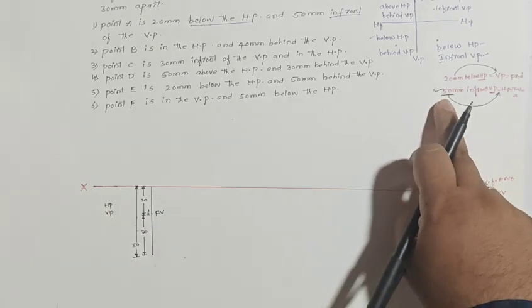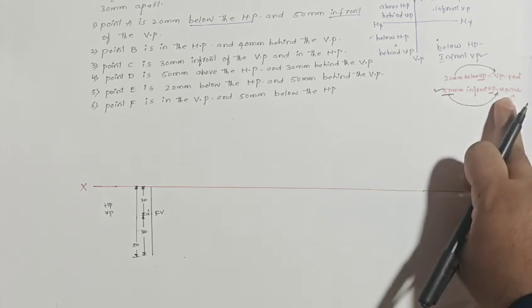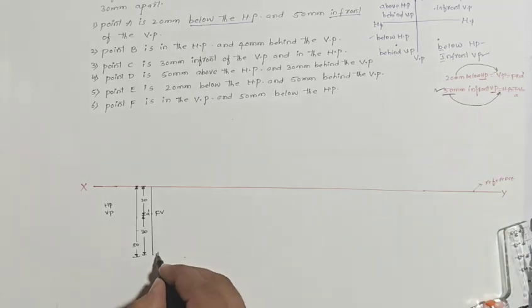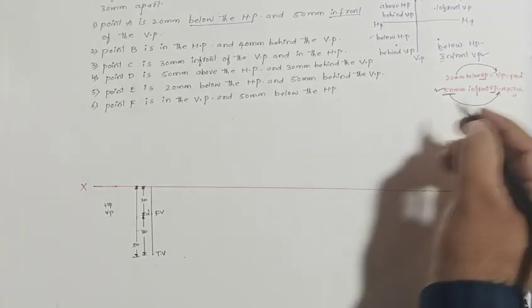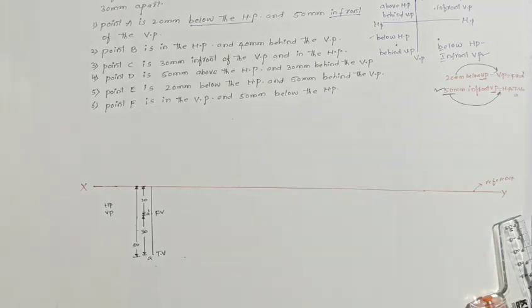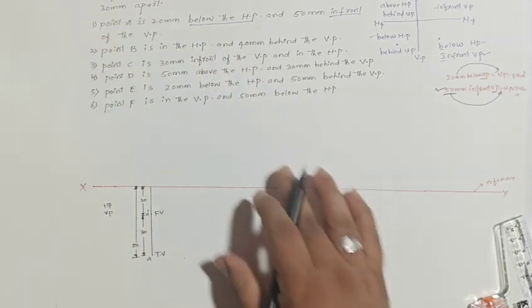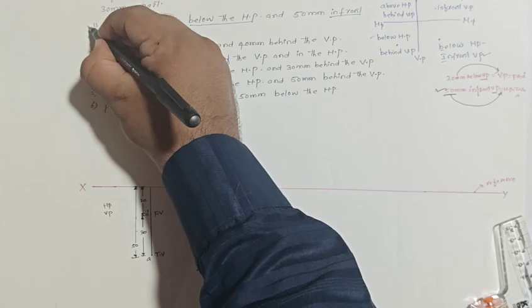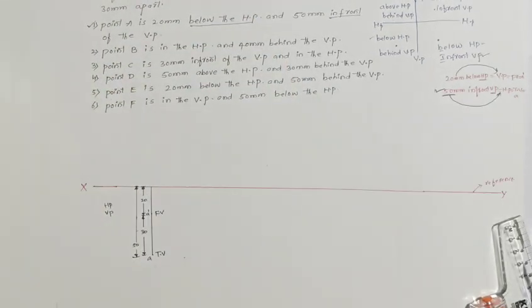So this is what we can say: 50 mm in front of VP means resting on HP. HP, what we can say? Top view. Top view is represented as the point A. The first question is completed. Come to the second question.